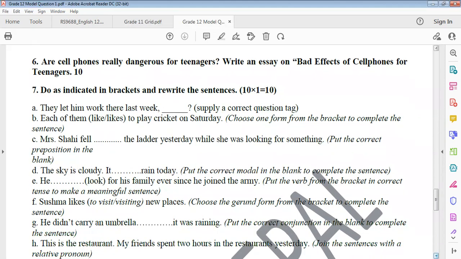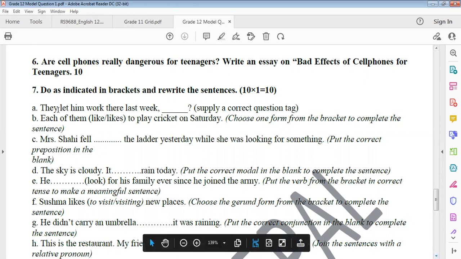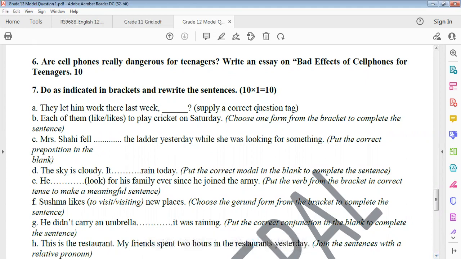Number 7, you have been given the grammar questions here. All these grammar questions have been asked from grade 12 textbooks, covering most of the lessons there. Number A, they let him work there last week. Supply correct tag question, question tag. Each of them likes to play cricket on Saturday.